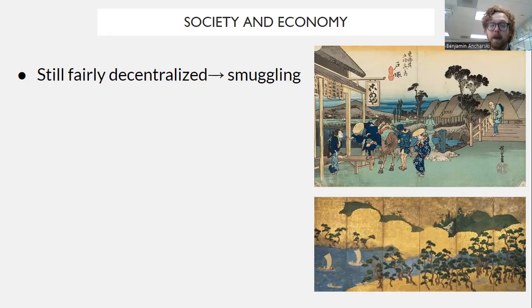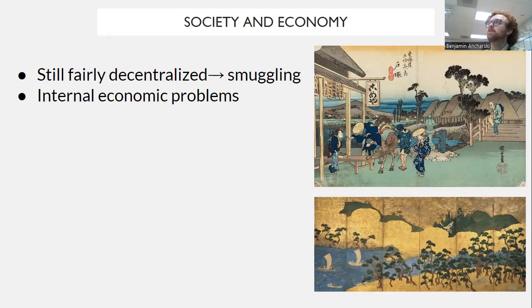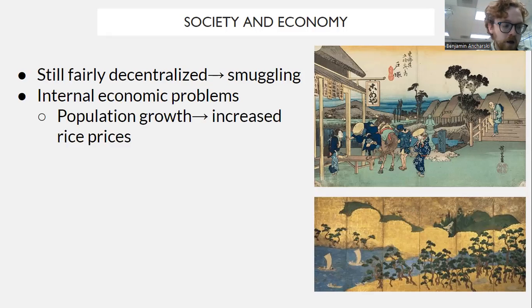Smuggling, of course, is going to happen, and it's mostly because the demand for foreign goods is still present in Japan. However, we do see that this time period of the later Tokugawa Shogunate is going to have and suffer from internal economic problems, some of that associated with the restriction of trade. For one thing, we do see that population growth is going to cause some internal conflict, actually. We are going to see increased population is going to lead to a lot of economic stresses.